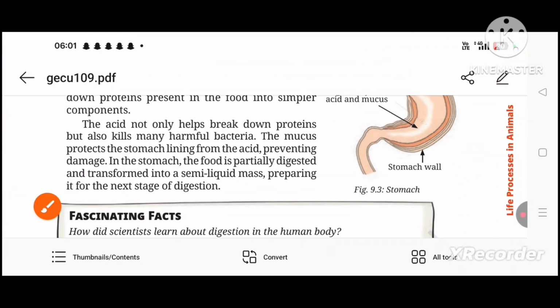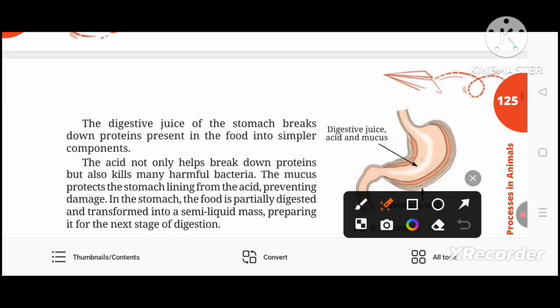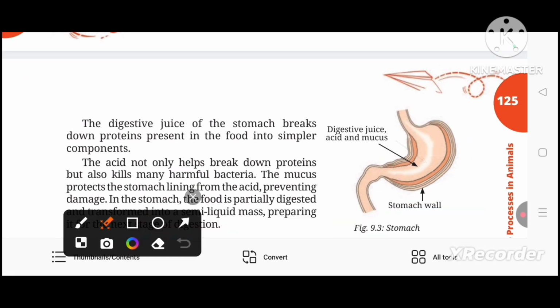This is the shape of our stomach. This is the stomach, and this is the pipe of the esophagus, or the food pipe. This is our stomach wall. You notice that there are different layers of the stomach. Let us investigate more about this stomach lining. Digestive juice, acid, and mucus are secreted in this portion.